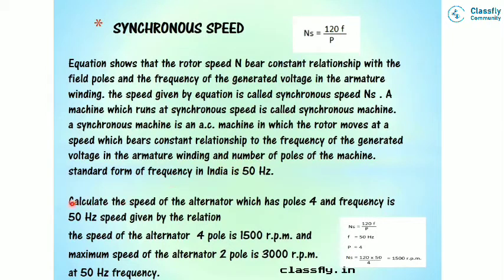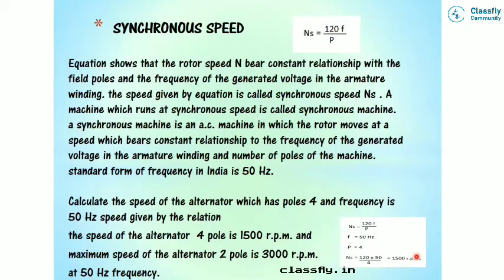So if a question is given to you, like calculate the speed of the alternator, that means synchronous generator, which has 4 poles, and the frequency is 50 Hz, we need to find the speed. So we will do 120 into 50 by 4. We know 120 divided by 4 is 30. So we simply get 30 into 50, which is equal to 1500 rpm.